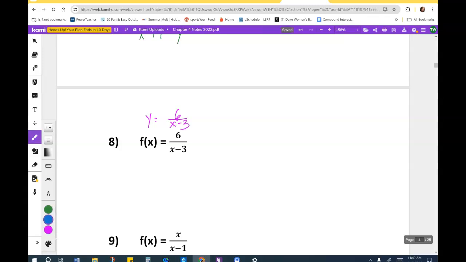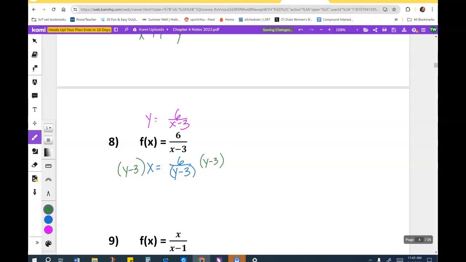So I'm going to flip the x and the y. So this is going to be x equals 6 over y minus 3. Right? And I've got that denominator by itself. I'm going to multiply both sides by that denominator. Okay, so over here, I'm going to distribute that x, so I have xy minus 3x.